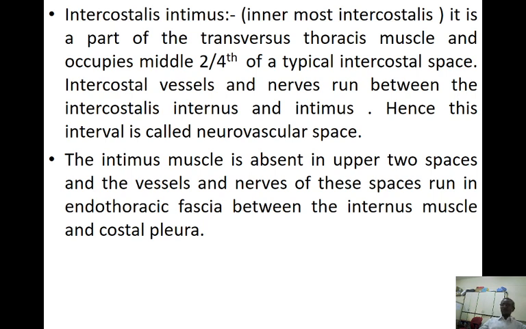Intercostal vessels and nerves run between the intercostalis internus and intimus, hence this space is called the neurovascular space. The intimus muscle is absent in the upper two spaces, and the vessels and nerves of these spaces run in the endothoracic fascia between the internus muscle and the costal pleura.